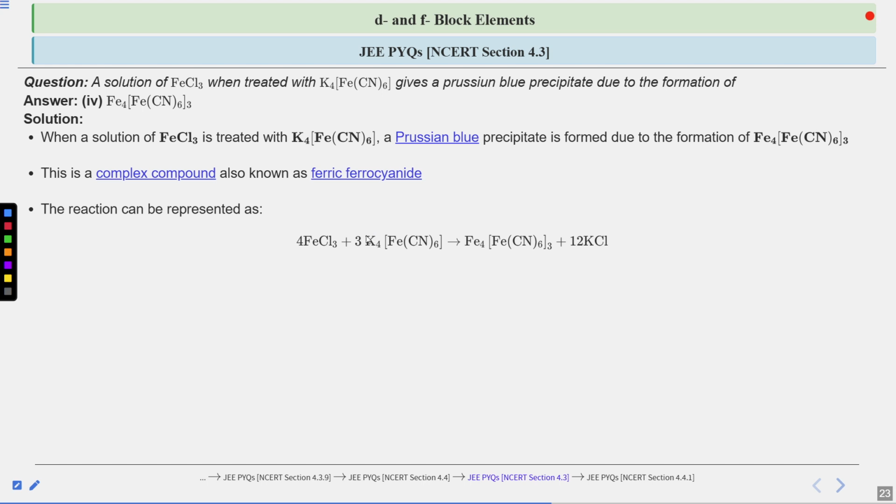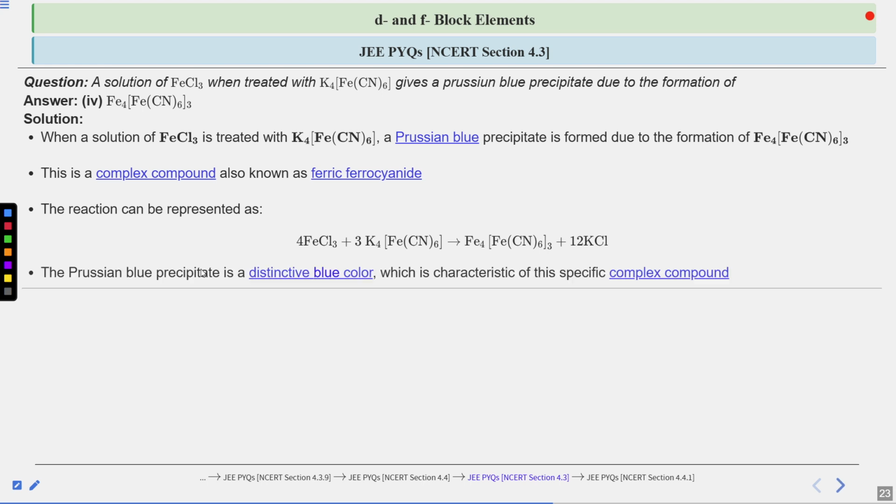So this potassium is going to react with the chlorine, and this iron will react with the remaining complex part, and form another complex compound, ferric ferrocyanide. Thus, the Prussian blue precipitate is a distinctive blue color, which is characteristic of this specific complex compound we are getting. So the Prussian blue precipitate is due to the formation of this Fe4[Fe(CN)6]3, that is ferric ferrocyanide complex compound. Hence, our correct answer is option 4.